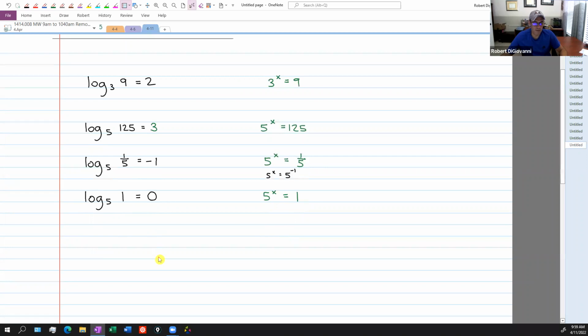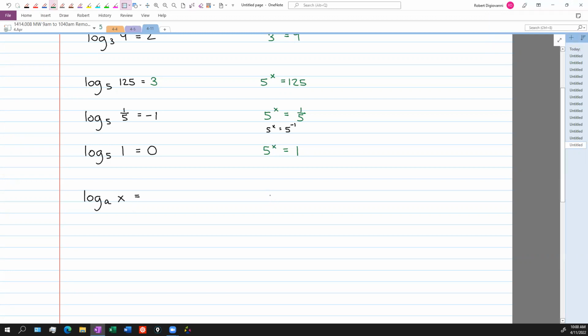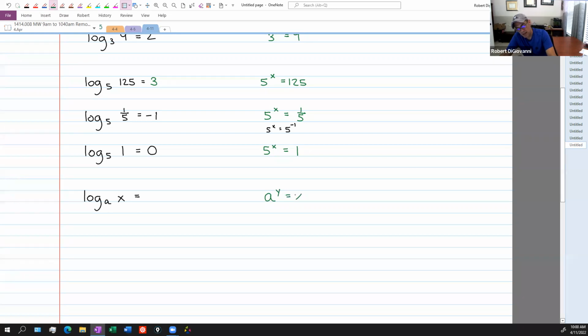So generally speaking, if I wrote log base a of x, what's the question you're asking? Let's do it this way. I want to match the notes. If I wrote this and asked you what that is, what is the question you're asking? Come on, y'all can do it. A to what power is equal to x? So let's call that power y. We don't know what it is. Isn't that equal to x?